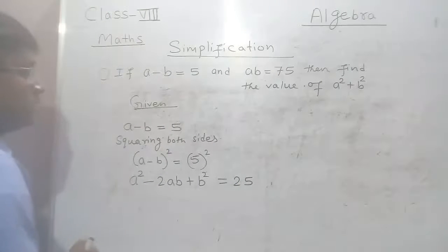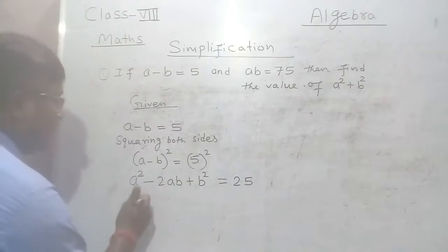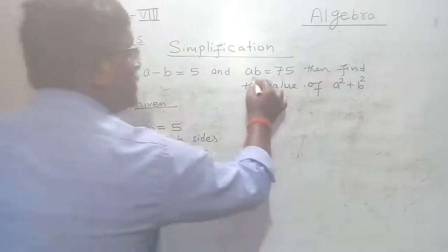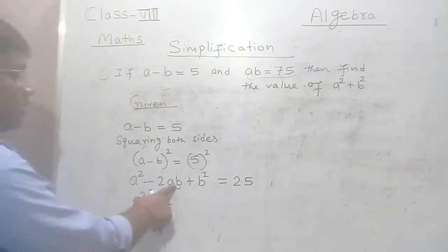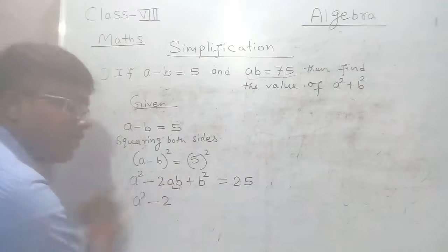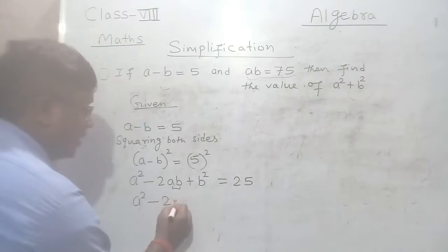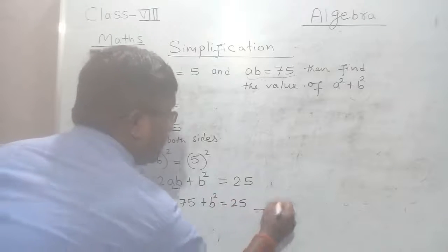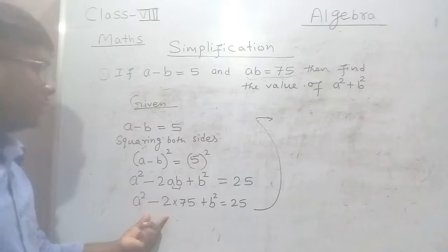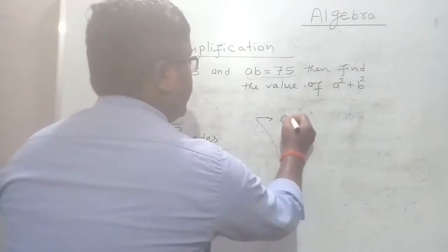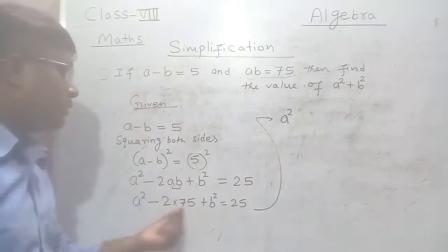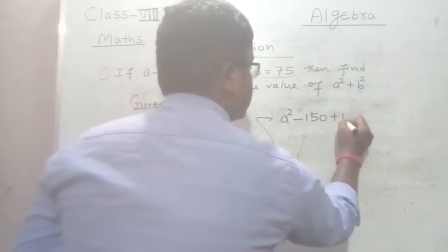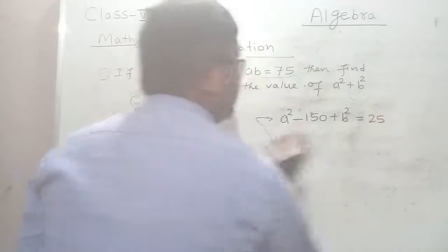Now let's put the value here. a square minus 2, what is the value of this ab? It is given in the question. The value of ab is 75. So in place of ab I will write 75: a square minus 2 into 75 plus b square is equal to 25. Let's multiply here. a square minus 2 into 75 is minus 150 plus b square is equal to 25.